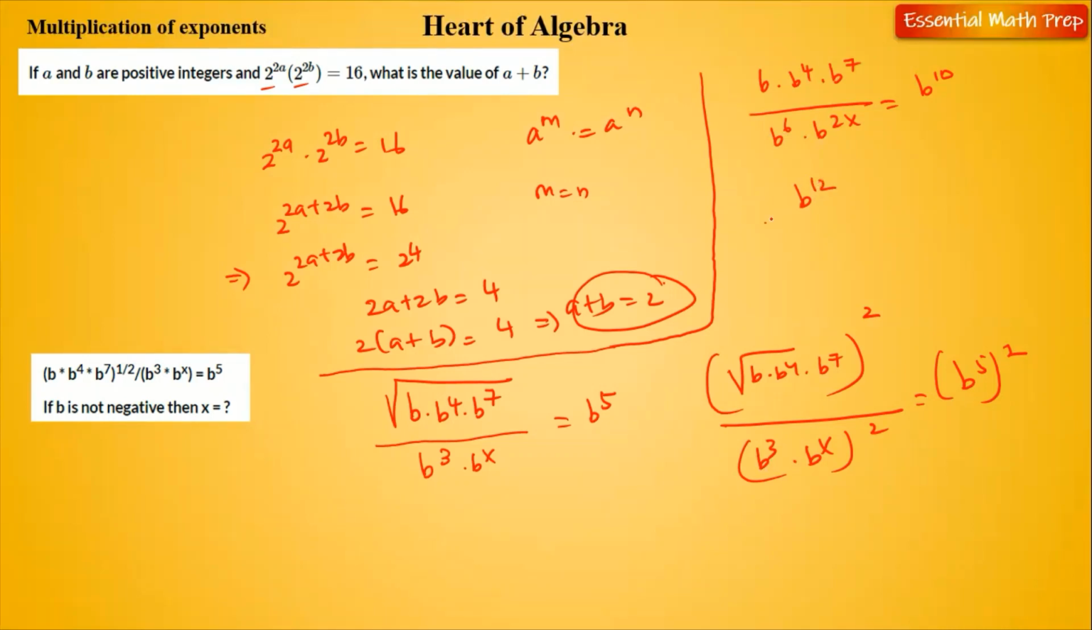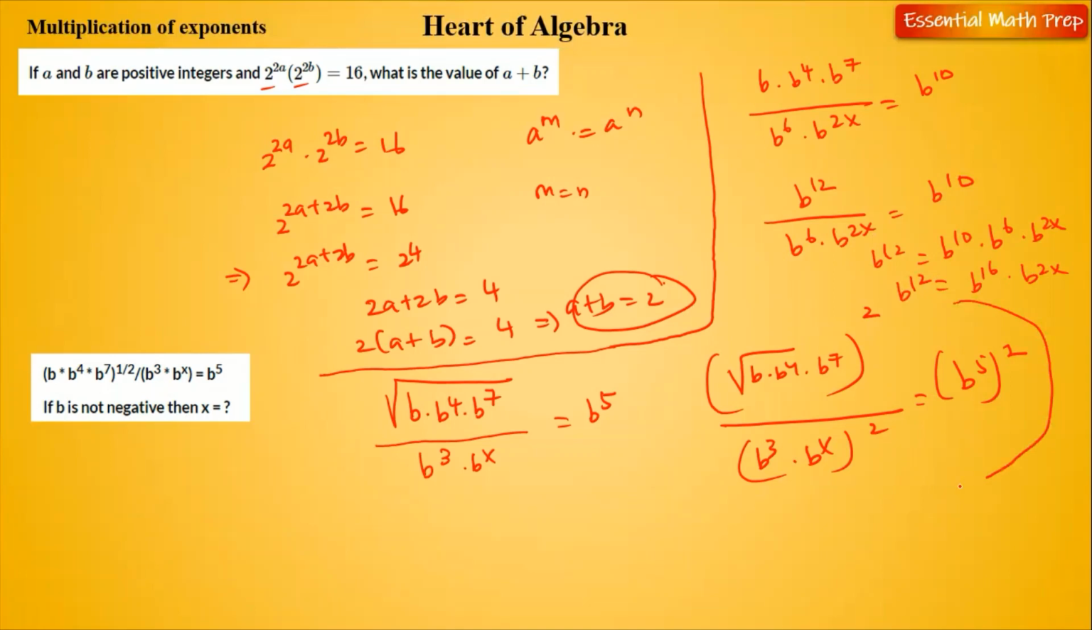b power 12 over b power 6 times b power 2x equals b power 10. We can actually bring all of these to this side. So b power 12 equals b power 10 times b power 6 times b power 2x. That's b power 16 equals b power 2x, b power 12.